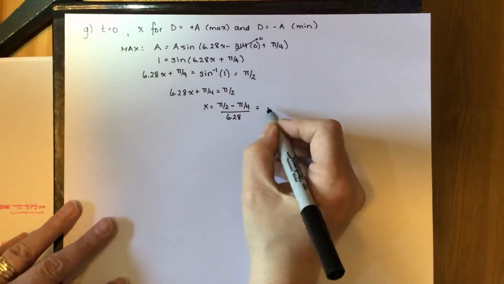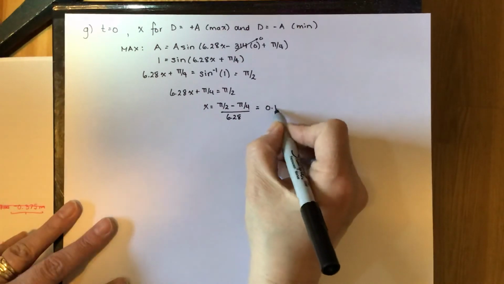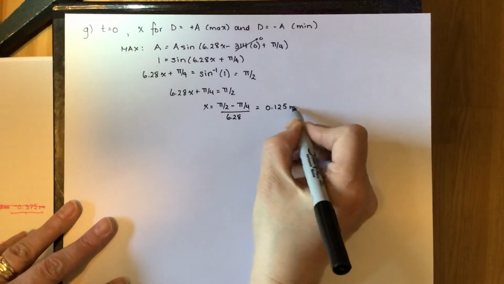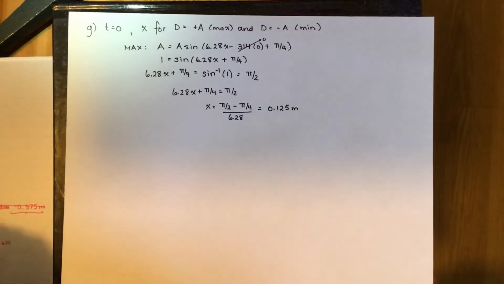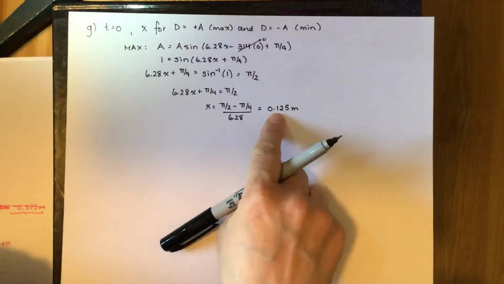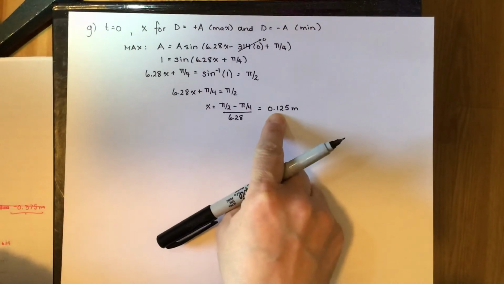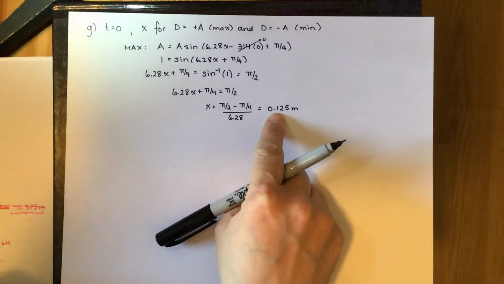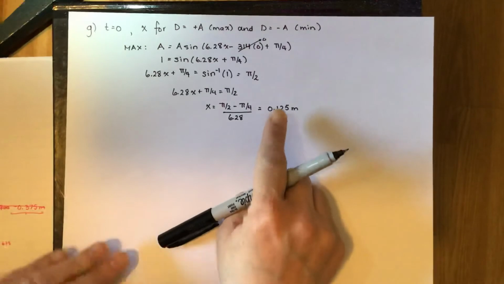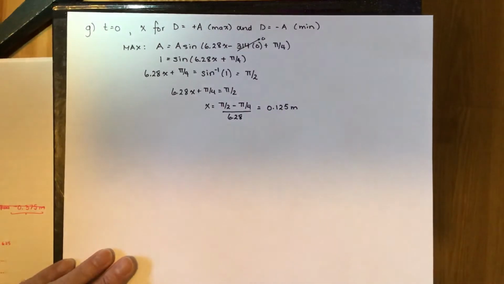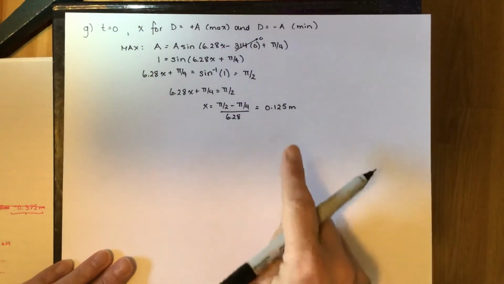And when we do that through the calculator, we get 0.125 meters. We might ask, is this the first position? If we remember that the wavelength is 1 meter, this is a small fraction of that wavelength. So yeah, this is the first place where it's at a maximum. So here's our first place. Our question does ask for all the places.